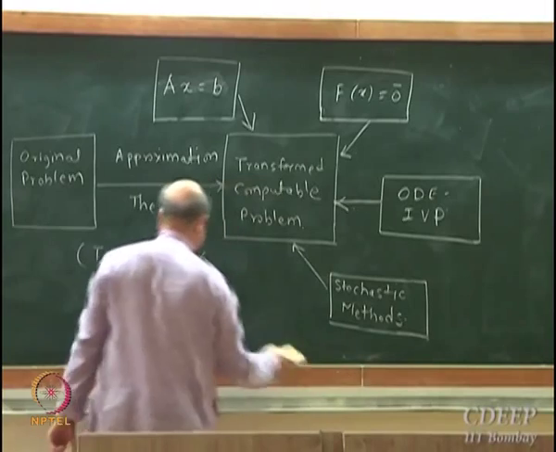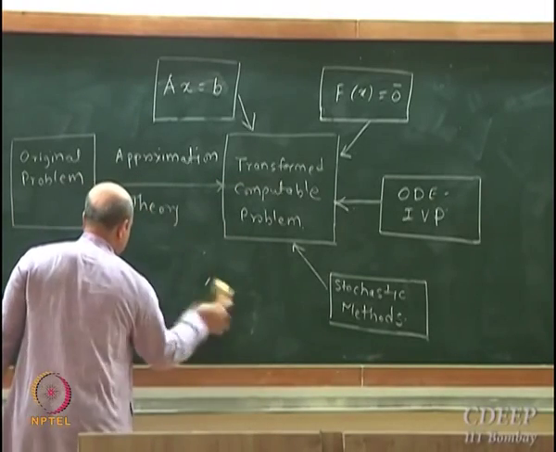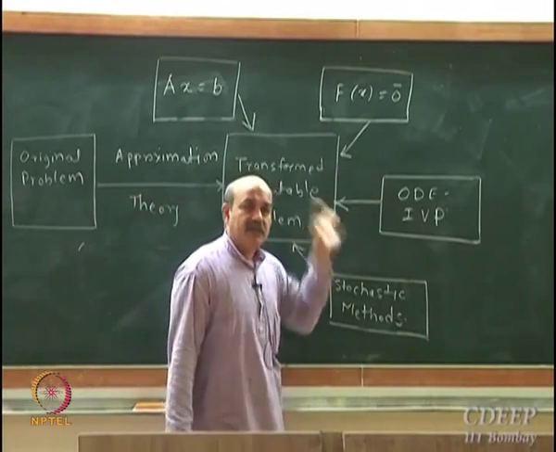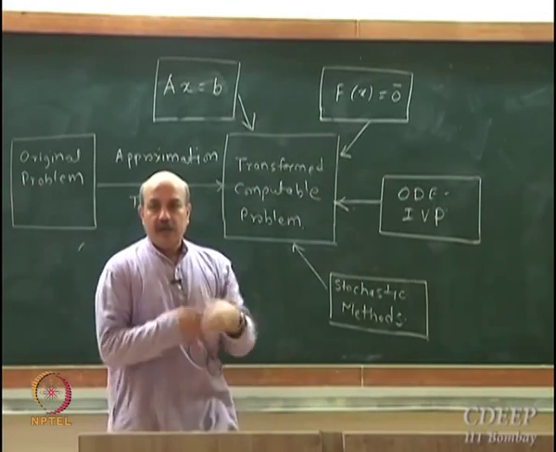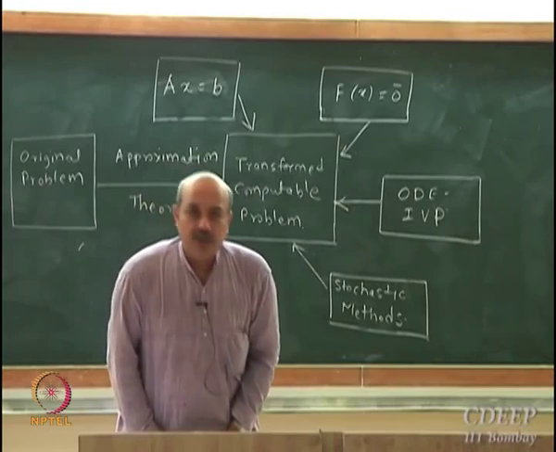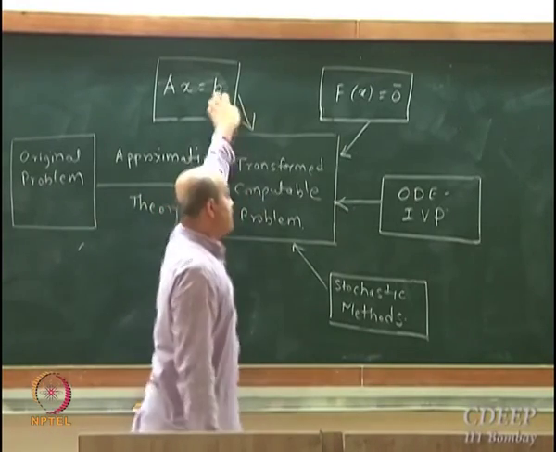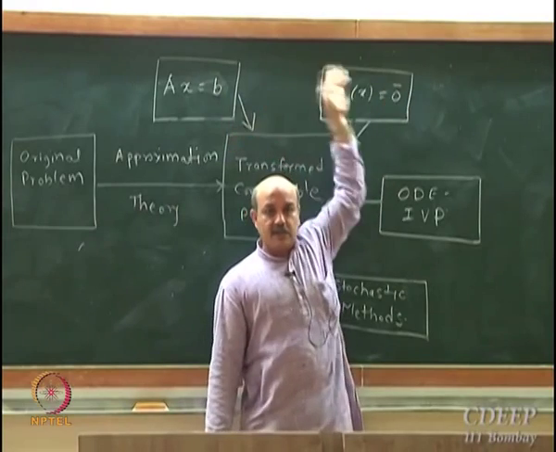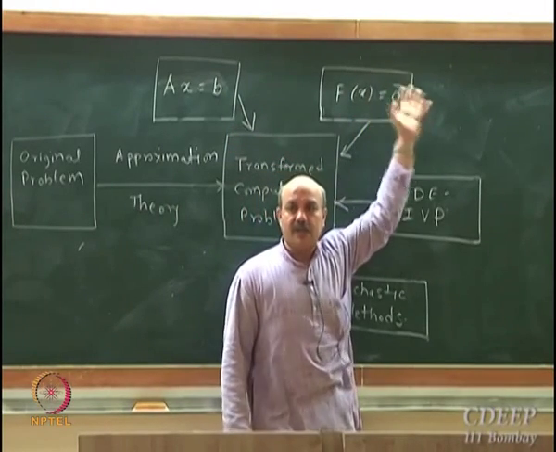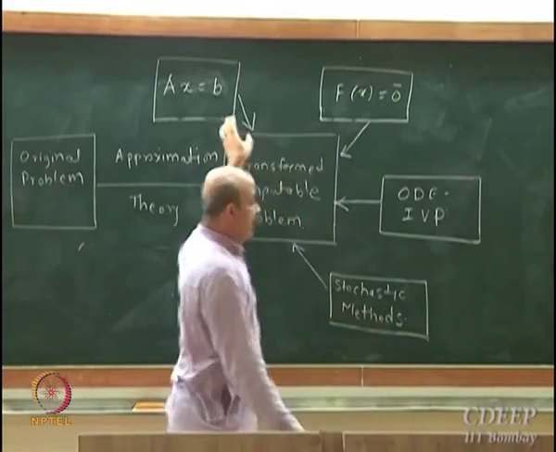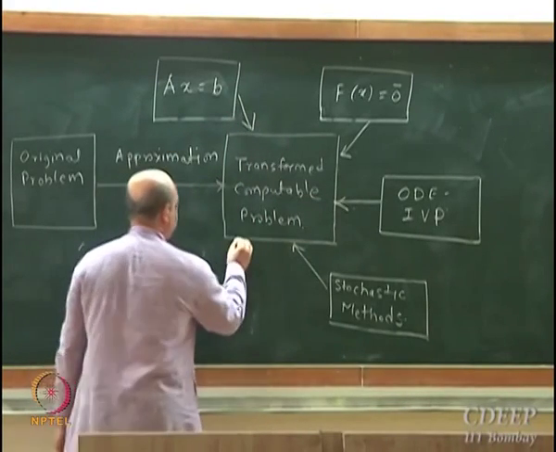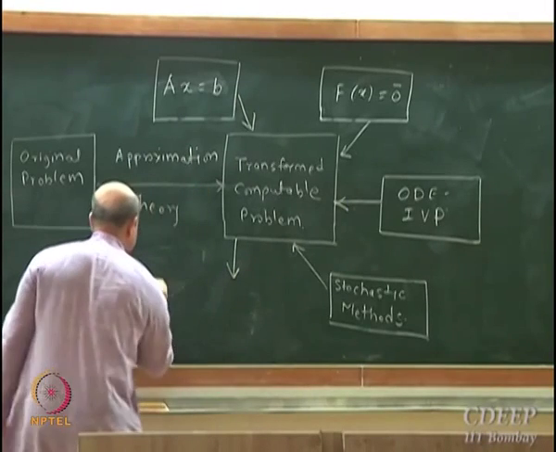What we expect after that, once we attack this problem with these tools or their combinations, is that it's not always that you will use only one tool. You might use this and this, because Newton-Raphson will require this to solve this, and so on. So their combinations, and finally what comes out is the approximate solution.